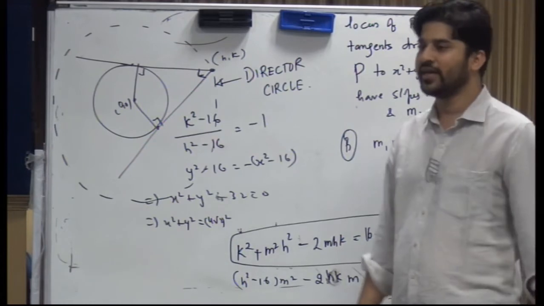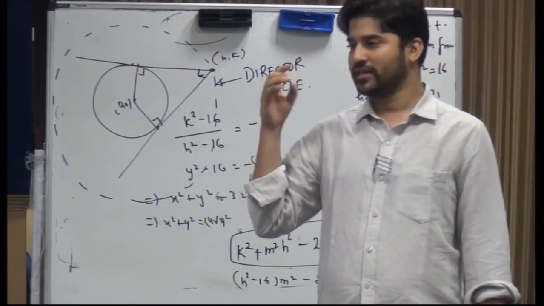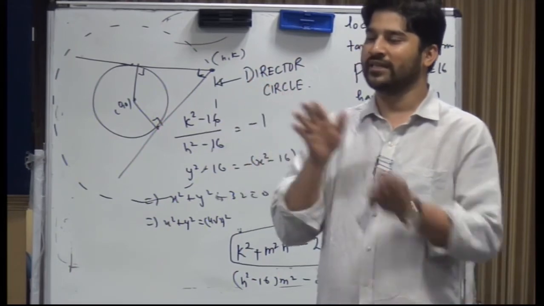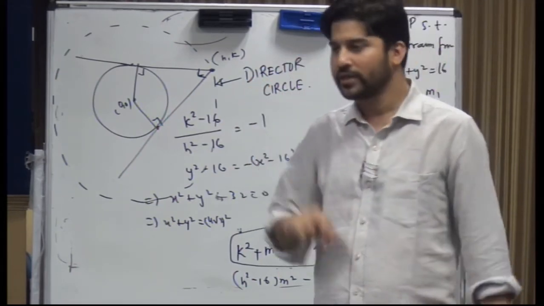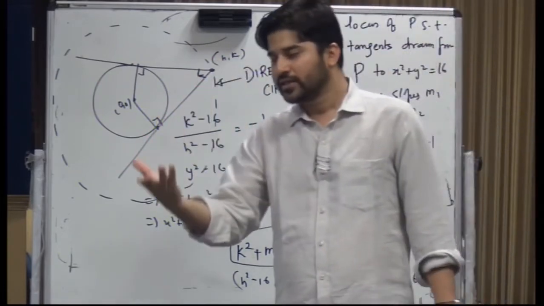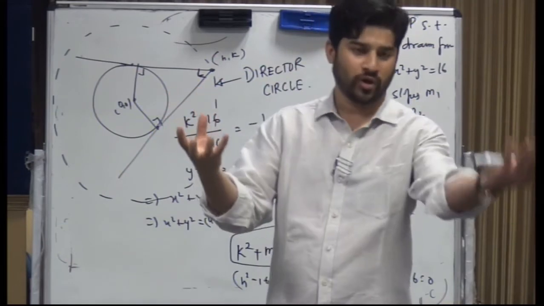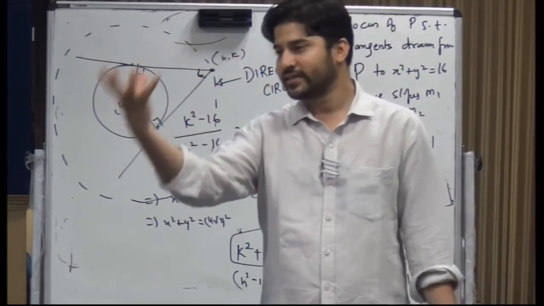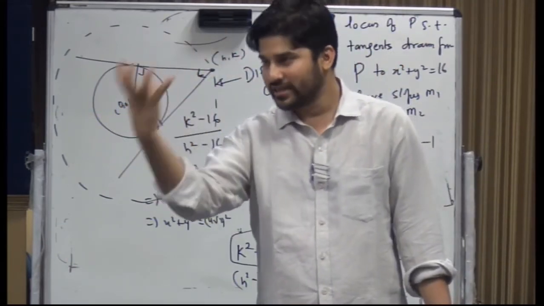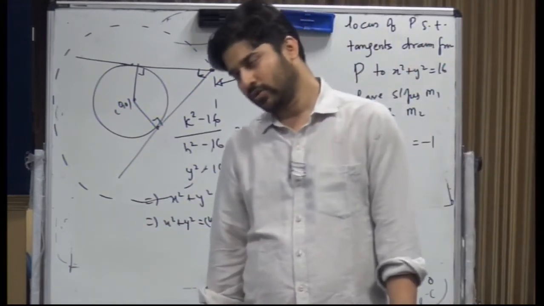So lesson learnt here is the director circle का definition क्या होता है? It's a locus of point P such that tangents drawn are perpendicular to each other. The second thing, the director circle is concentric to the original circle, and the director circle is a bigger circle. Its radius is going to be root 2 times the original circle.